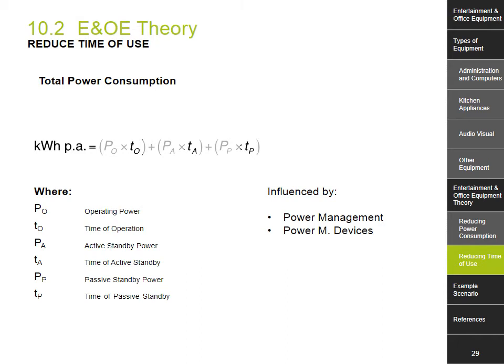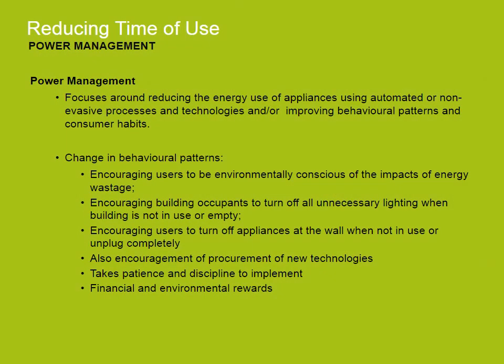Reducing the total time that an appliance is in use or on standby mode will significantly reduce its power consumption. The time of use includes the operating time and active and passive standby times. The reduction of use time is influenced by the power management techniques as well as power management devices installed in the household or building. Power management focuses around reducing the energy use of appliances or equipment, using automated or non-invasive processes and technologies, as well as improving behavioral patterns and consumer habits.